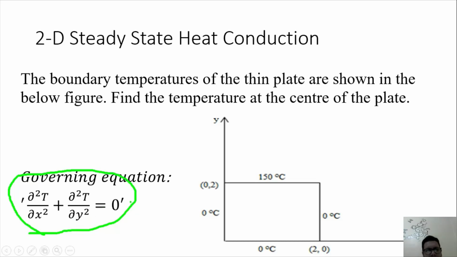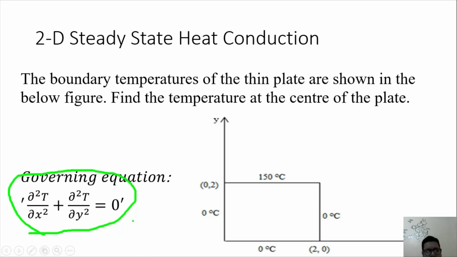If you see the analytical solution, it is a very complex solution. You will get a summation series of hyperbolic sine and hyperbolic cosine. The series converges, so the higher the number of terms, the more accurate is the solution.